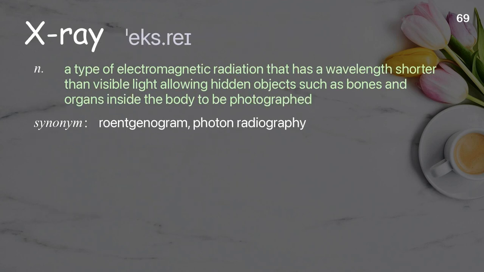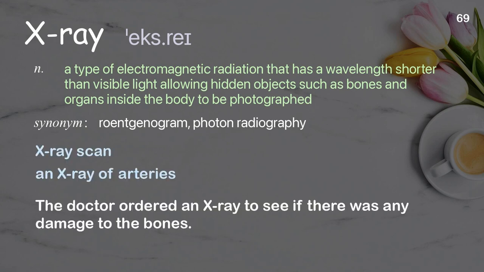X-ray: a type of electromagnetic radiation that has a wavelength shorter than visible light, allowing hidden objects such as bones and organs inside the body to be photographed. Examples: X-ray scan, an X-ray of arteries. The doctor ordered an X-ray to see if there was any damage to the bones.